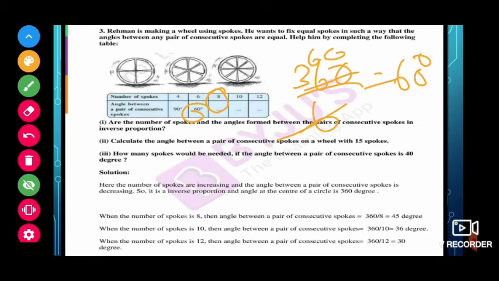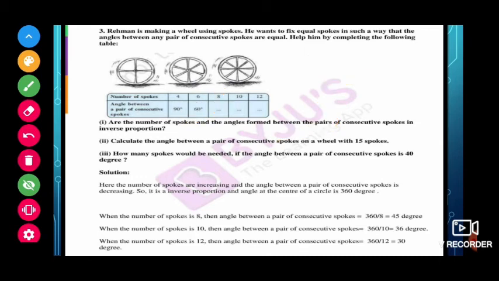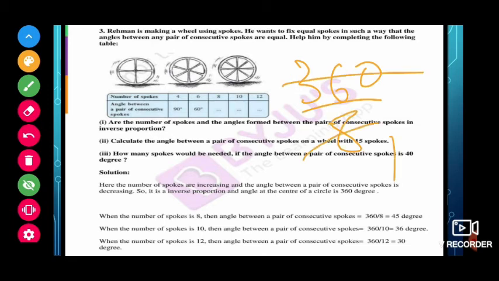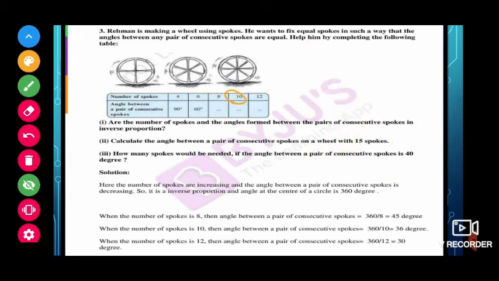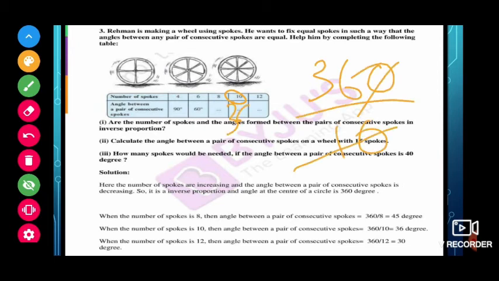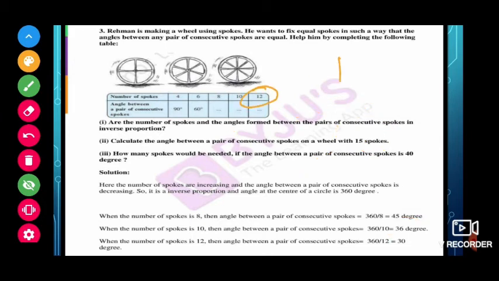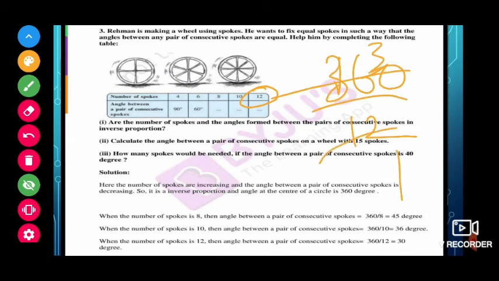We have to find it, in the same way, children. If it is 8 spokes, it means 360 by 8. 8 fours are 32, and 8 fives are 40, so we will get 45 degrees. Next, if it is 10 spokes, then 360 by 10, the zeros get cancelled, so we get 36 degrees. Next, if it is 12 spokes, then 360 by 12. 12 threes are 36, so that is 30 degrees.